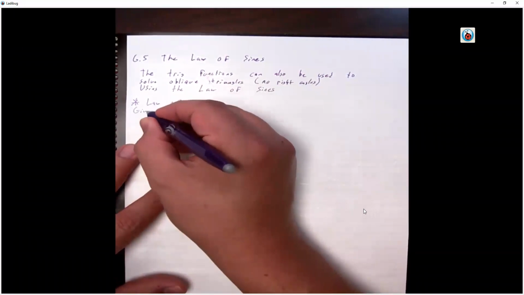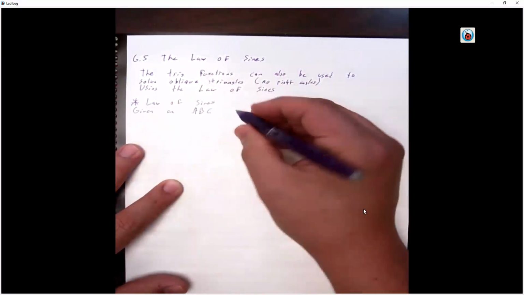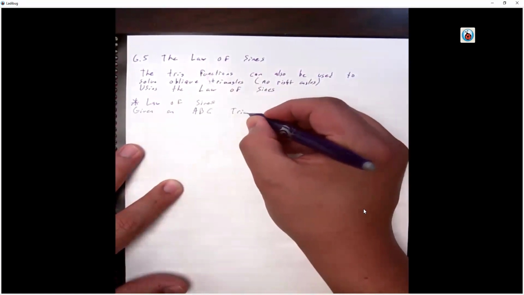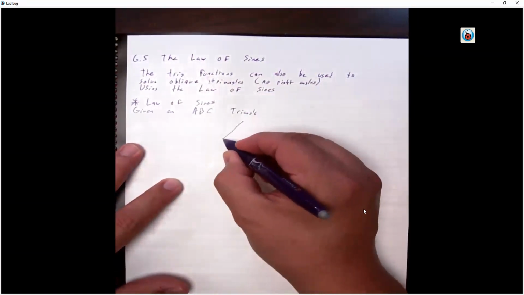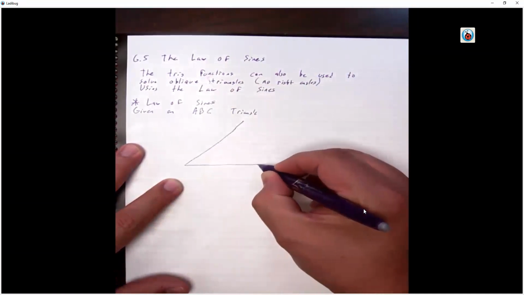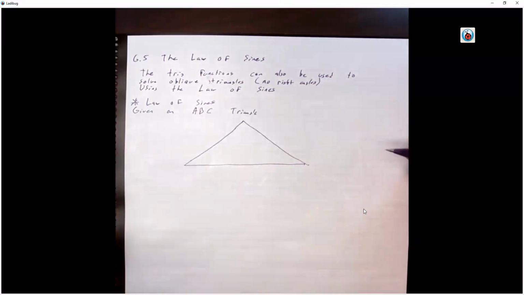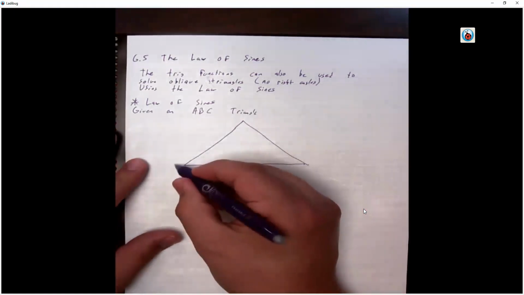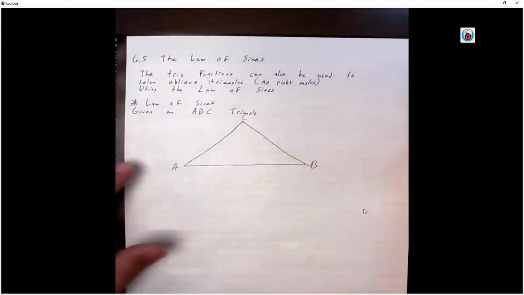So given an ABC triangle, let me draw you a picture. It's not an isosceles triangle, that's the only one I can draw. They all look like this, they're not. So any triangle that does not contain right angles, right? Some kind of triangle. This looks like they all have the same angle.